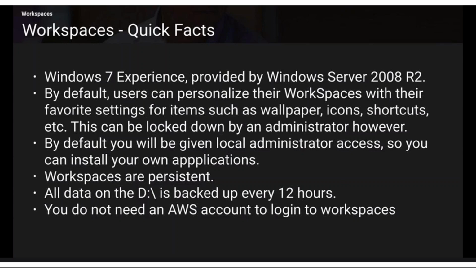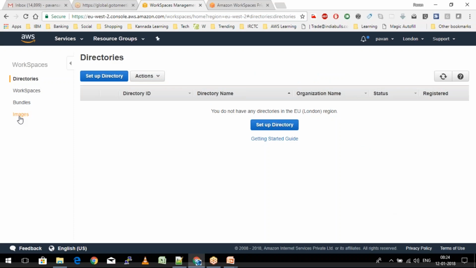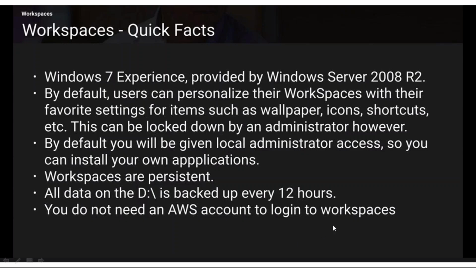And the workspaces are persistent storage devices, and all the data in the D drive is backed up every 12 hours. So the backup is going to stay as a form of image, and you do not need any AWS account to log into the workspace. I can just log in with my company's credentials itself. So that was all about the workspaces. Any questions or queries on this part?